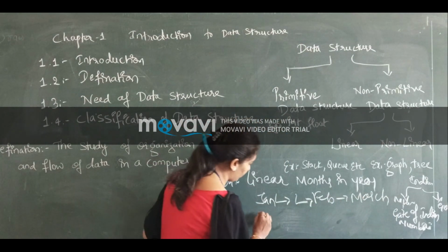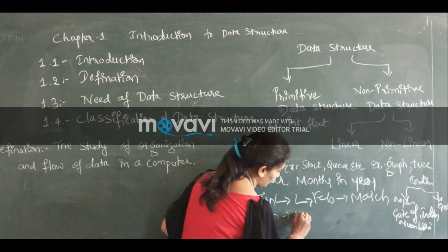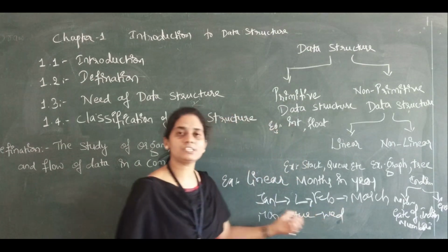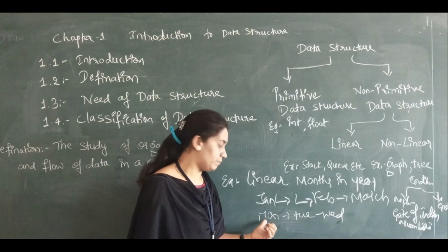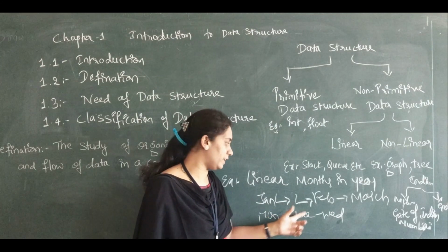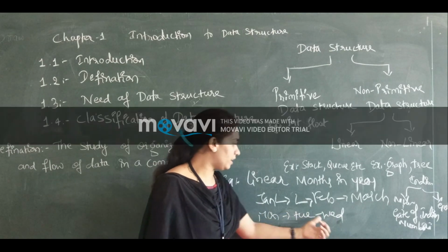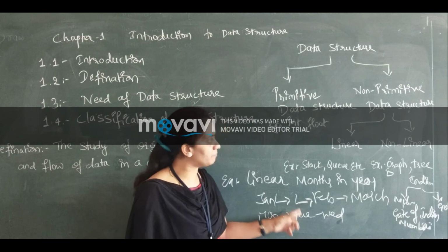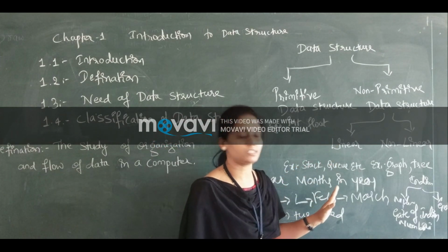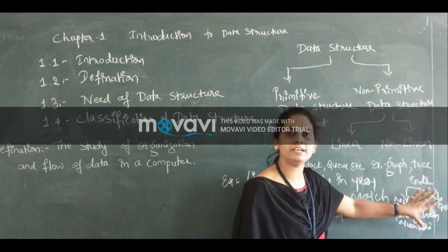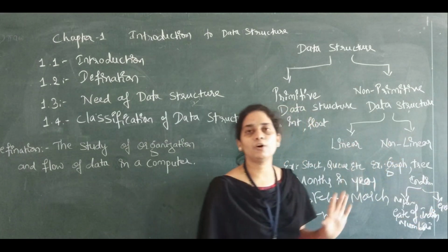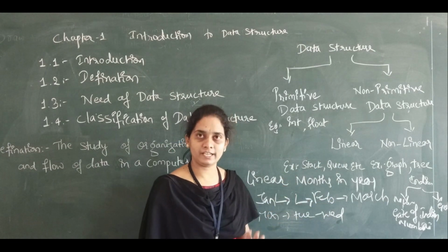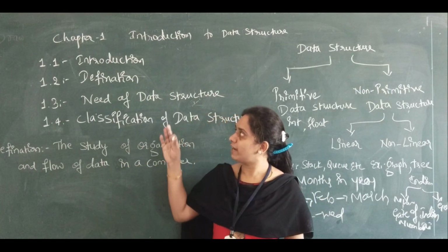Another example is Monday, Tuesday, Wednesday. Again, here you can see that it is a sequential relationship between the data. After Monday it should be Tuesday, after that it should be Wednesday. So the sequential relation should be there. Such data should be represented only by the linear data structure, and such other data should be represented in your computer by using the non-linear data structure. So this is about today's lecture. We have covered such.